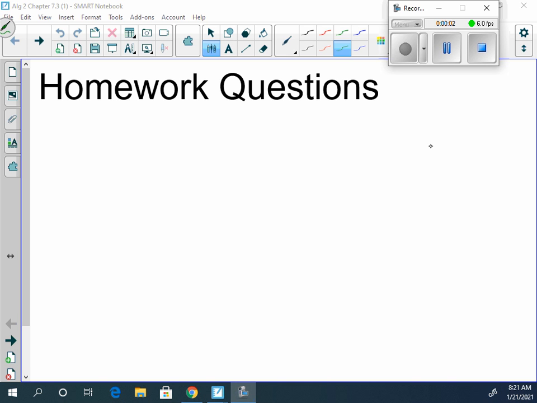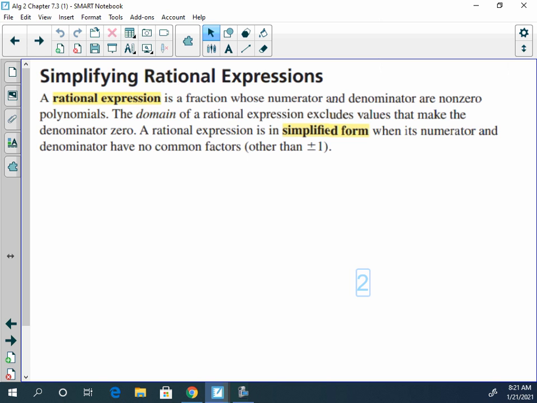All right, guys, so today we're going to be working with rational functions. A rational function is a fraction whose numerator and denominator, the top and bottom, are non-zero polynomial functions. So we're going to have variables in the top of the fraction and the bottom, in the numerator and denominator.